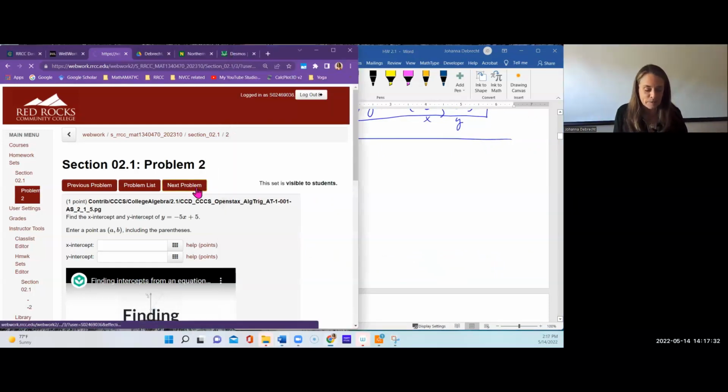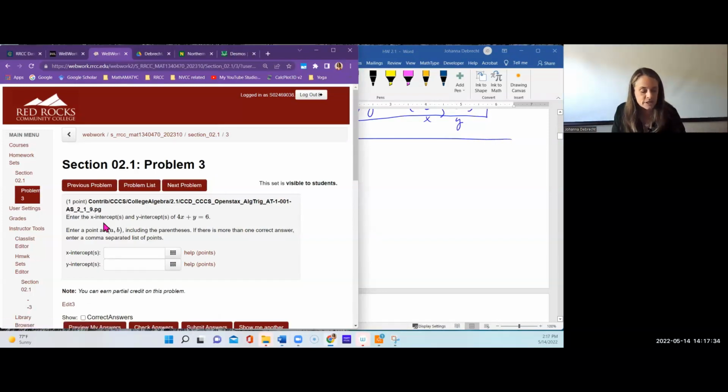Let's look at problem number 3. Enter the x-intercepts and y-intercepts of 4x plus y equals 6. Enter a point in ordered pair form, including the parentheses. If there is more than one answer, enter a comma separated list of points. If you don't put the comma, it's going to count it wrong. So be careful and make sure you have a comma between.